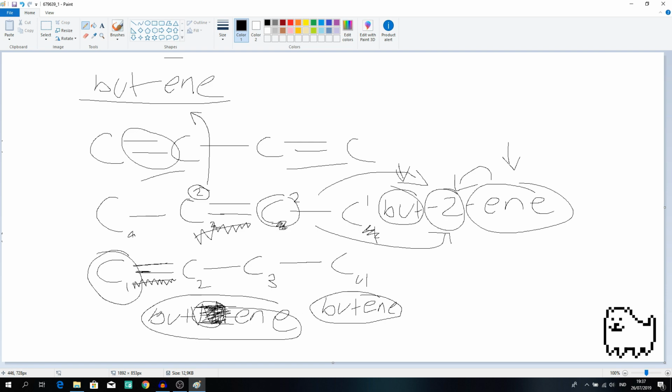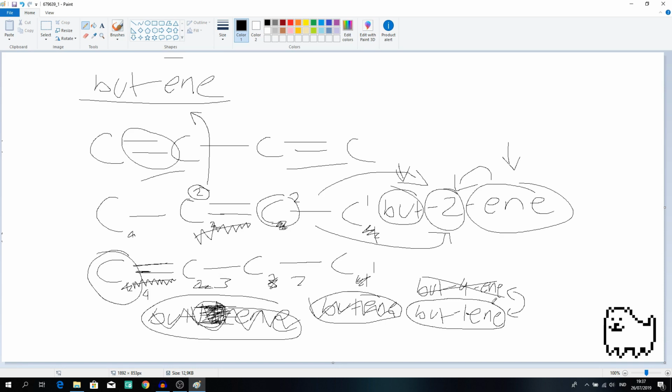So you can see that if you were to read from right to left, this will be carbon number 1, this will be carbon number 2, this will be carbon number 3, this will be carbon number 4. Technically, but-4-ene will be the same thing as but-1-ene. The only reasoning behind this is that we never use but-4-ene for writing, because although they're technically the same, we only use the simpler forms.